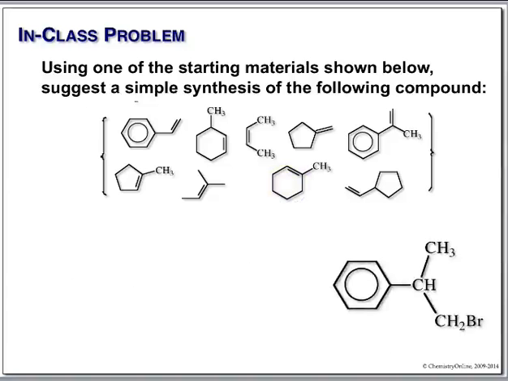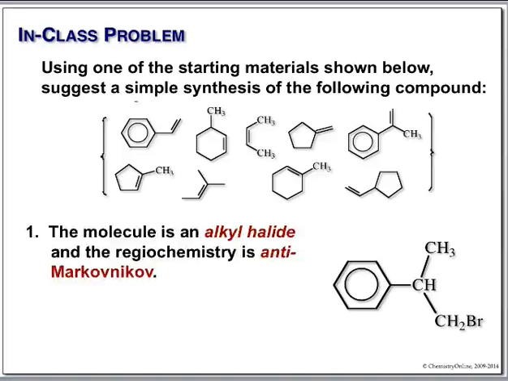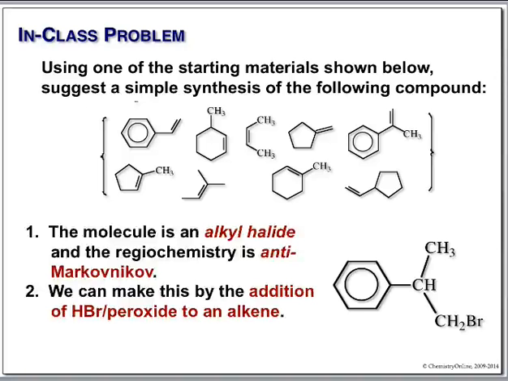This is an alkyl bromide. What's our regiochemistry? Is the bromine attached to the carbon that would give the most stable carbocation? No, that's a benzyl group, isn't it? Therefore, we are looking for something with a benzene ring. We're going to use HBr peroxide to get anti-Markovnikov regiochemistry.